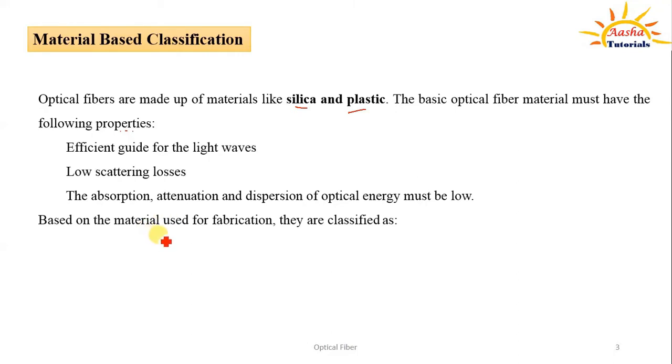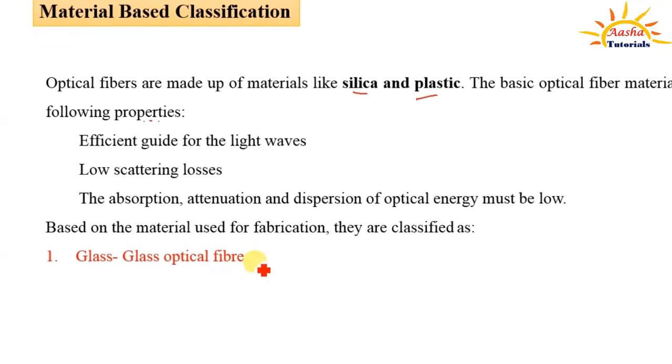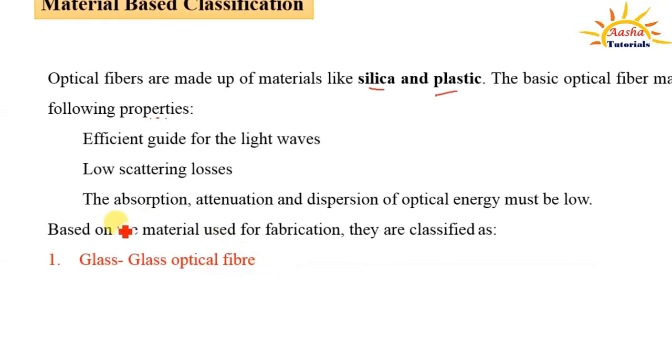Based on the material which is used for fabrication, they are classified as glass-glass optical fiber. It means if the core of an optical fiber and the cladding of an optical fiber are both made up of glass, then such kind of optical fiber is known as glass-glass optical fiber. Remember, even though both are made up of glass, their refractive index should be different.